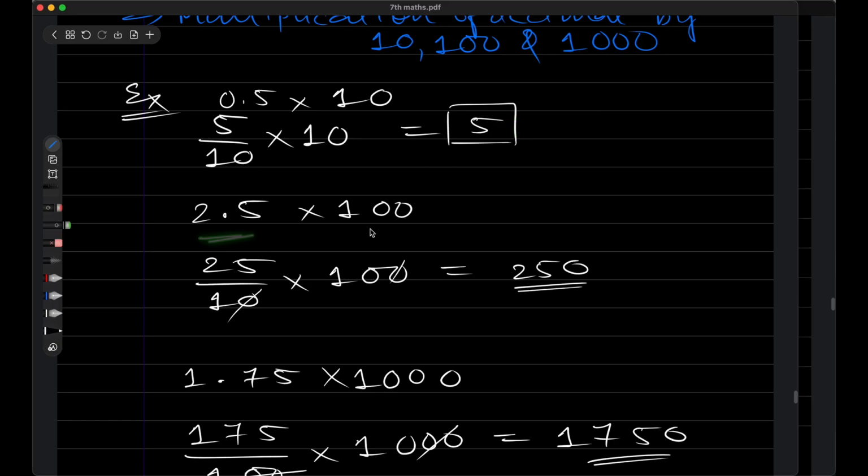In 2.5, the decimal shifts right by 2 digits, so we have 250 as the answer. And for the third example, 1.75 into 1000, the decimal shifts right by 3 digits, so 1750 is the answer. And if we observe, the value also increases: 5 is greater than 0.5, 250 is greater than 2.5, and 1750 is greater than 1.75.